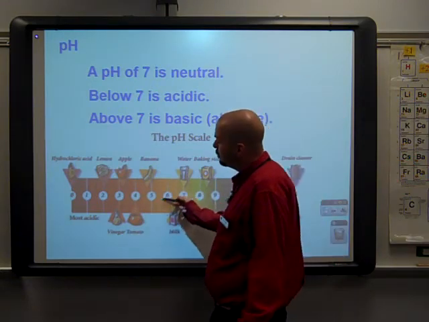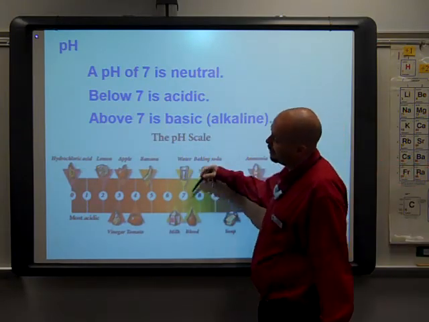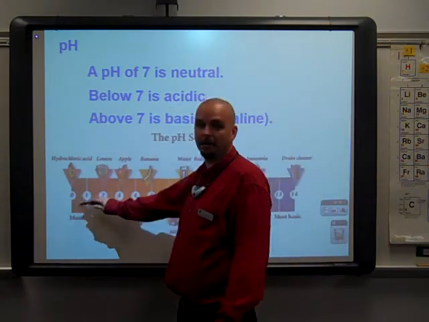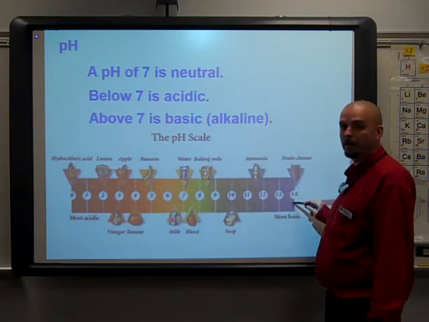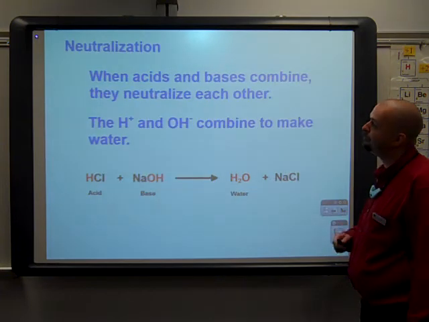Again, 7 neutral, below 7 is acidic, above 7 is a base, and note the colors they put here. Red for our acids because that's the color they turn litmus paper. Blue for our bases because that, again, is the color that they turn litmus paper.